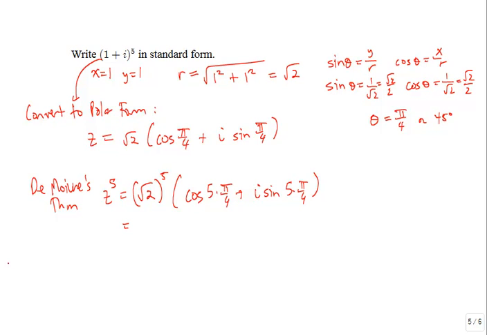Now what's root 2 to the 5th? You can figure that out by just expanding it out. These two give you a 2, these two give you a 2, and we're going to have 1 root 2 left over.